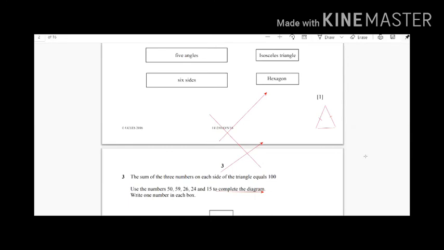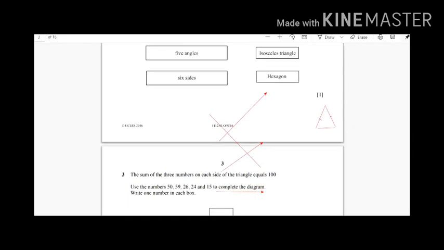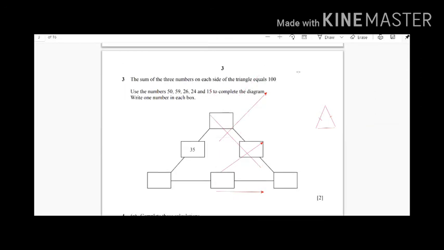Yes, this is a very tricky question, and you will first draw this question in your notebook. These numbers are given. The sum of the three numbers on each side must be equal to 100. Means you will select from these numbers. This side must be equal to 100, this side must be equal to 100, and this side also must be 100. So how many numbers? 1, 2, 3, 4, 5. These 5 numbers you have to place in these missing places, right? Just try. Make this in your notebook and try.